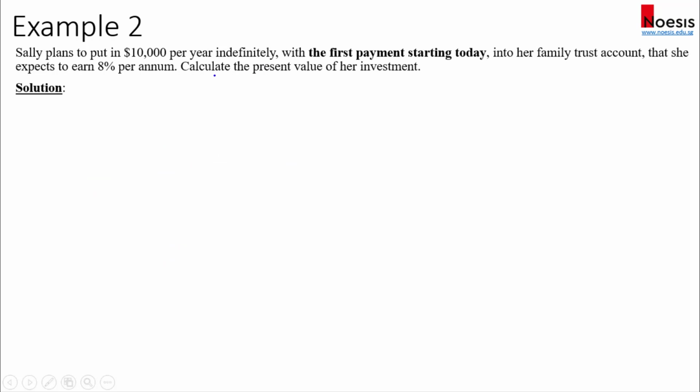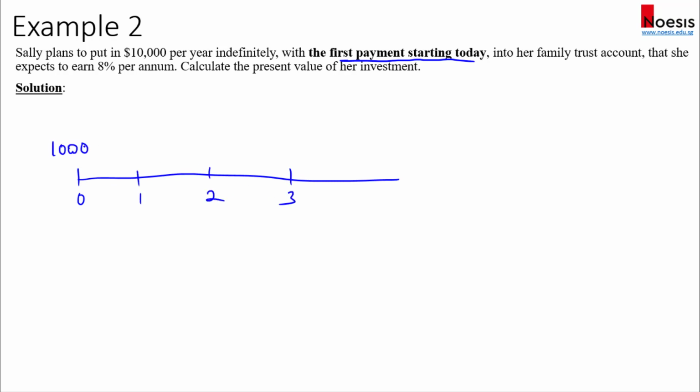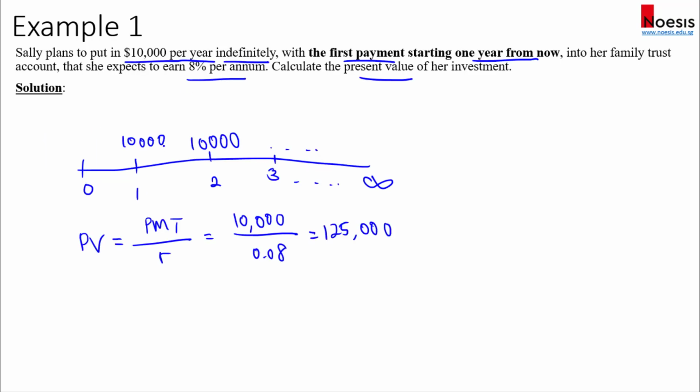Now, for example 2, the only difference is that Sally plans to put in $10,000, but the first payment starts today, and this goes on forever. So instead of the annuity payment in example 1, the $10,000 will start from time 0, and this goes on forever. So this is the only additional cash flow on top of example 1.